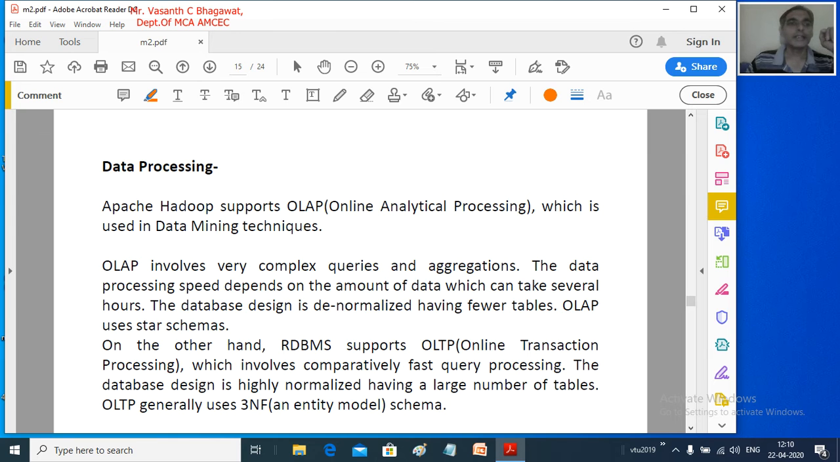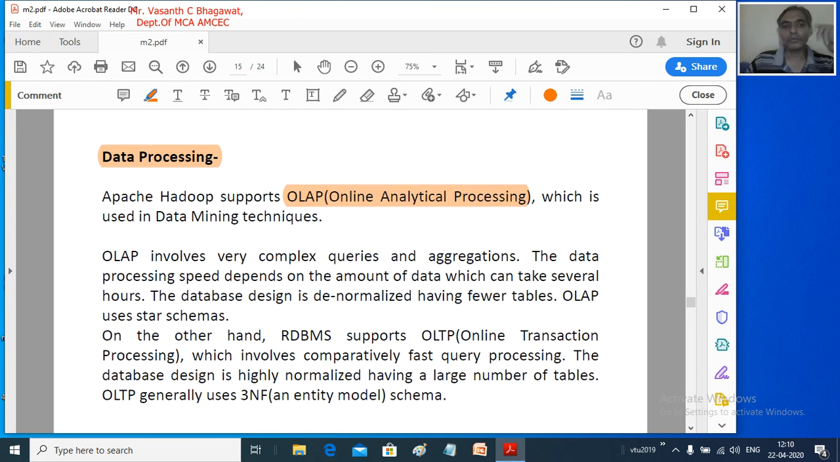The next feature here is data processing. How is the data processed in Hadoop and traditional RDBMS? Hadoop supports online analytical processing. This is generally used in data mining techniques, where very complicated queries or aggregations can be used. The data processing speed depends upon the amount of data, which can take several hours. Here the data processing takes several hours for us in Hadoop, because you are storing a huge amount of data, right?